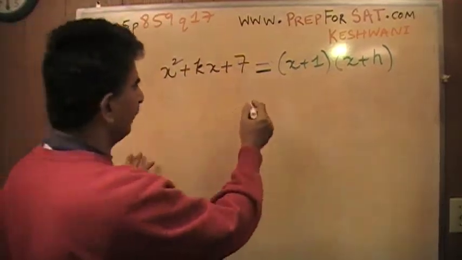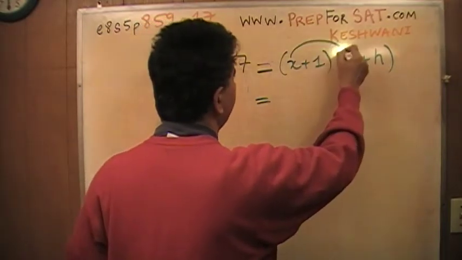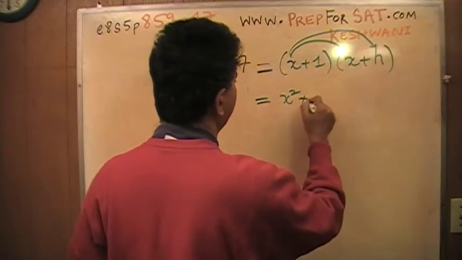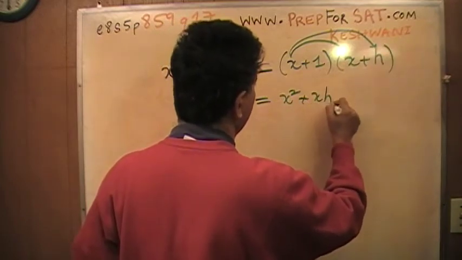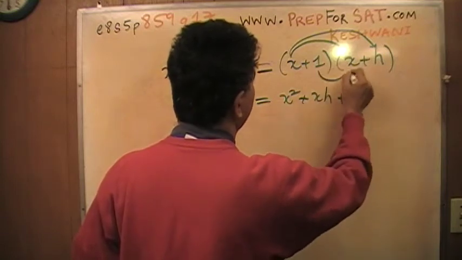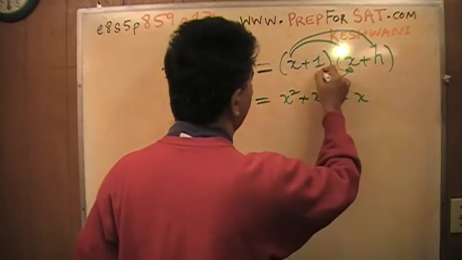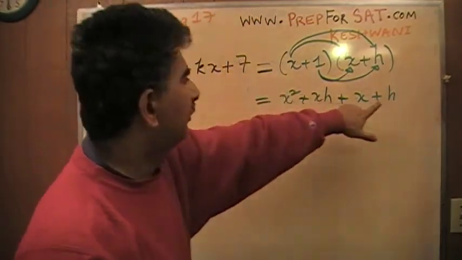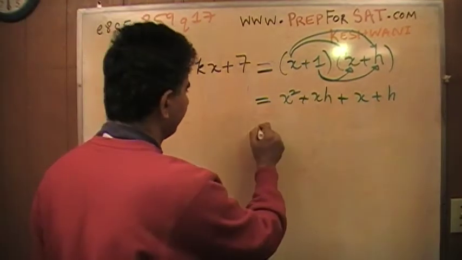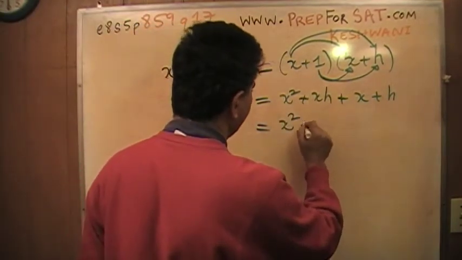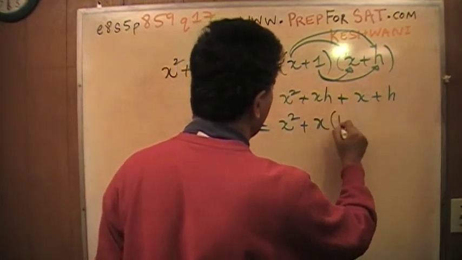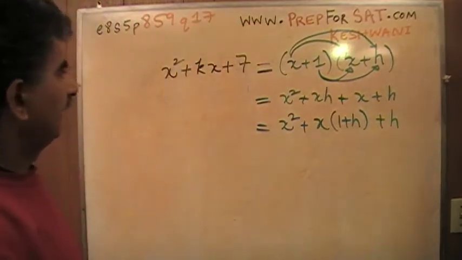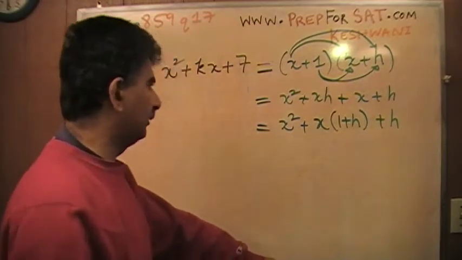Let's carry on. I'm going to open this one first. So I get x squared plus h times x plus another x and then h. Well, there you go. Right away I know that h equals 7. Let's rewrite this thing. I'm going to take out the x common. That's all.